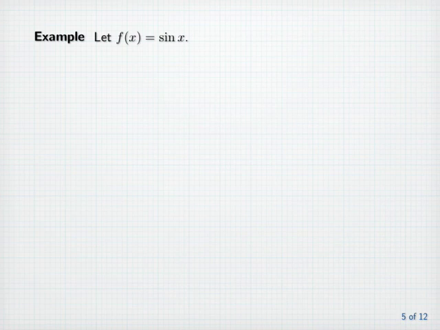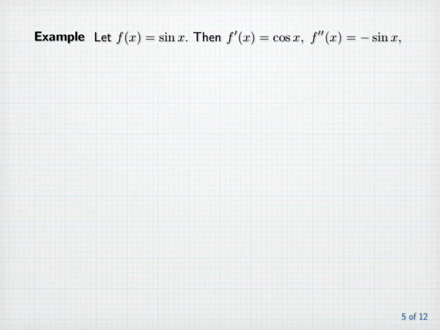Another example. Let f of x equal sine x. Then f prime of x equals cosine x, f double prime of x equals minus sine x, f triple prime of x equals minus cosine x, the fourth derivative equals sine x again. And thereafter all derivatives cycle through the same four functions.